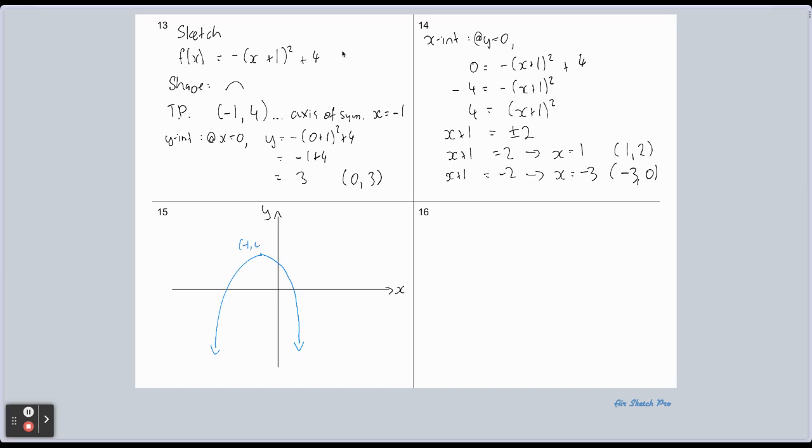So that's going to be -1, 4. That's going to be 0, 3. That's 1, 0, and that's going to be -3, 0, and that's my sketch done. Just for the sake of it, I'll point out here that there was a little bit of a mistake in slide 14. It should have said 1, 0, not 1, 2. That's my bad. Okay, and we are done.